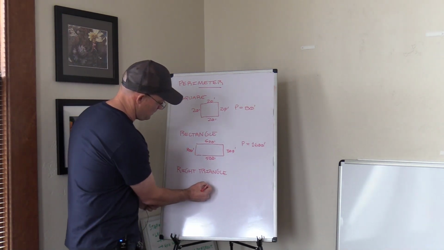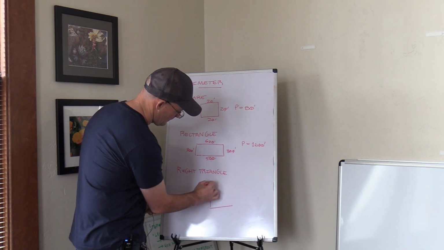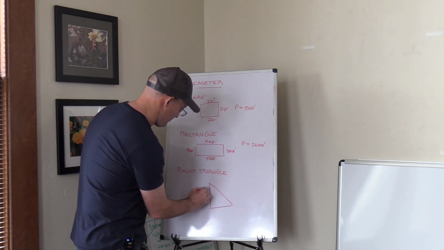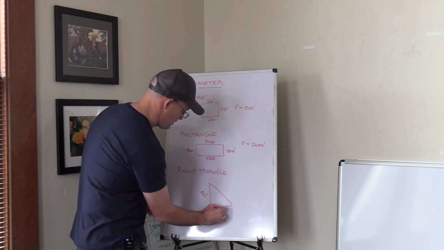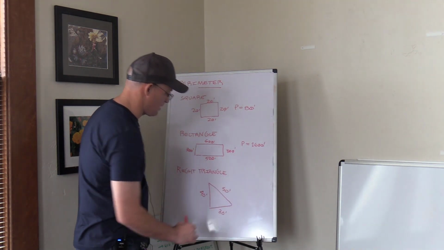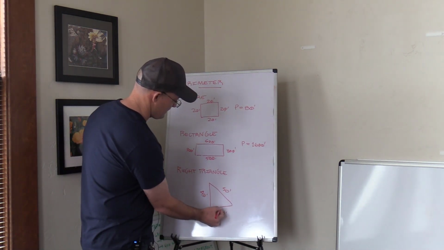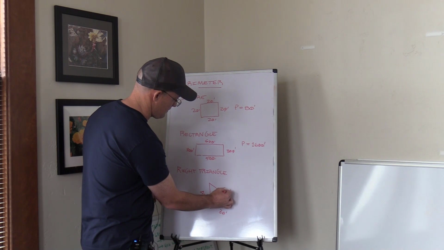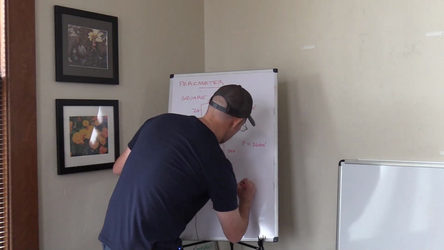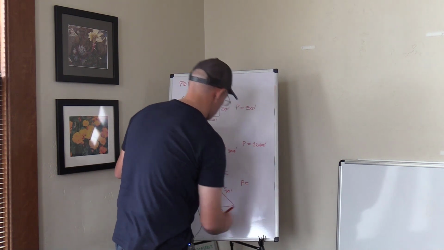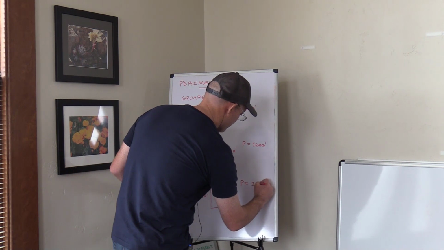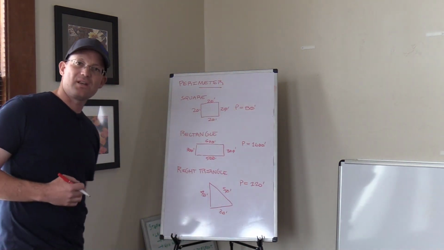Okay, for a right triangle, let's say we've got 40 feet here, 30 feet here, which would make this 50 feet. This is a 3, 4, 5 triangle. Same thing, you're just going to add these up. 40 plus 30 is 70 plus 50 is 120 feet. All right, sounds easy enough, right?